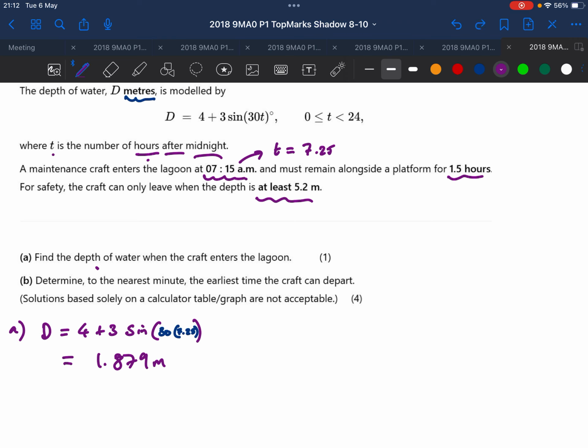It says what depth, so we should really specify the units. The units can cost you quite a few marks on pure papers, so it's good to just put them in because you're never quite sure when you might be marked down for that.